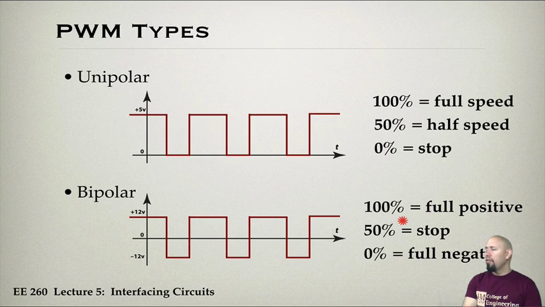For a motor that can go both directions, 100% basically is full positive, 50% corresponds to a stop, and 0% corresponds to full negative. If you think about what's going on, 100% means I only have 12 volts coming out. 0% means that it only stays down here at minus 12 volts. So in that case, we have full negative. So these are the two different types of pulse width modulation.